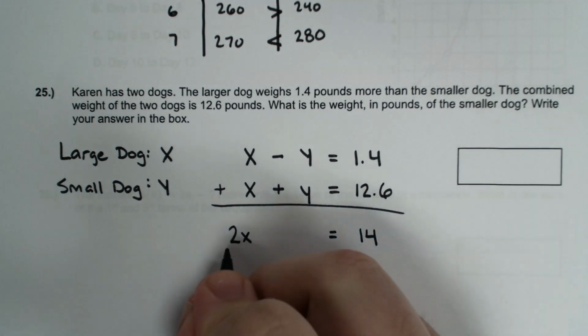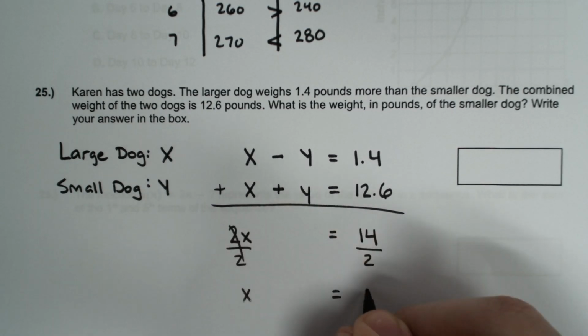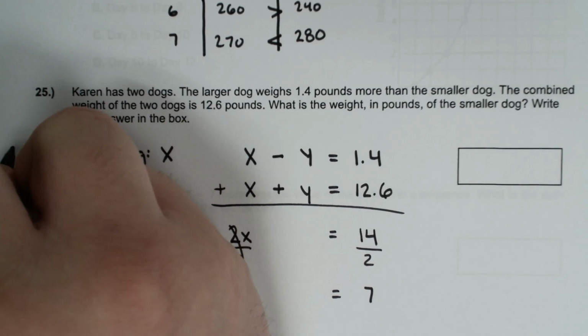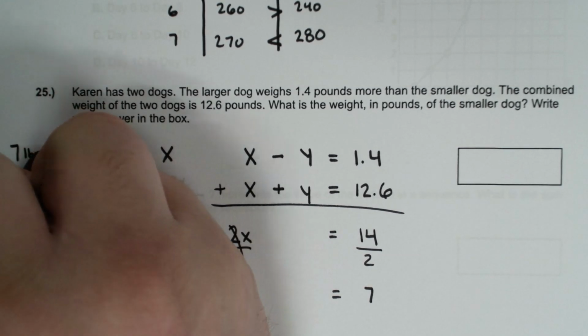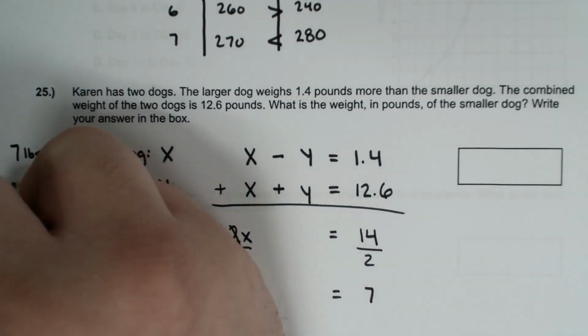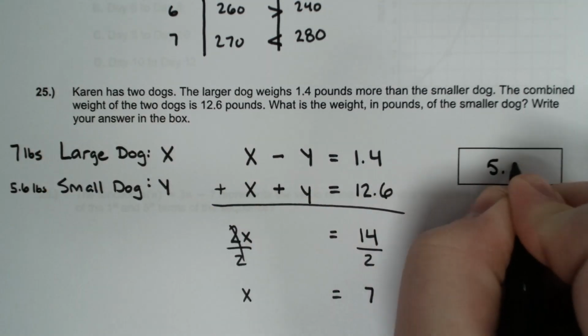Divide both sides by 2. You get x is 7. Is the answer 7? No, because that is the large dog. Now, if the small dog is just 1.4 pounds lighter, subtract 7 minus 1.4, you get 5.6 pounds. The answer was 5.6.